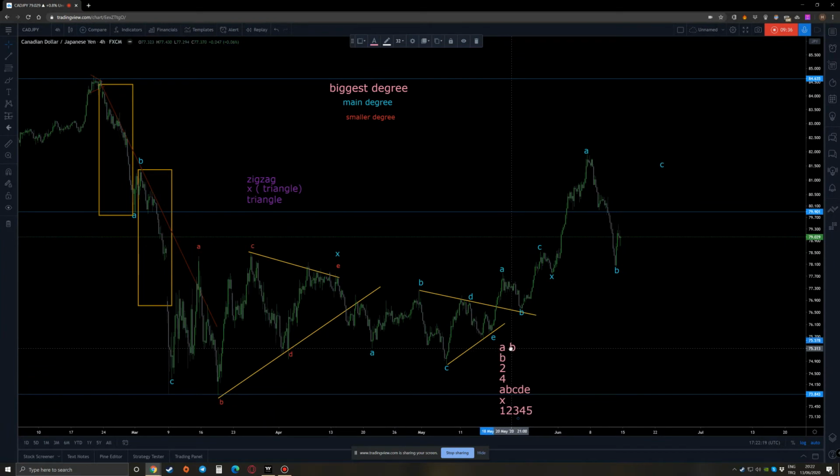Now, here's the cool part of Elliott wave. Even though I don't know what this degree is, I can make a certain guess about where it starts.